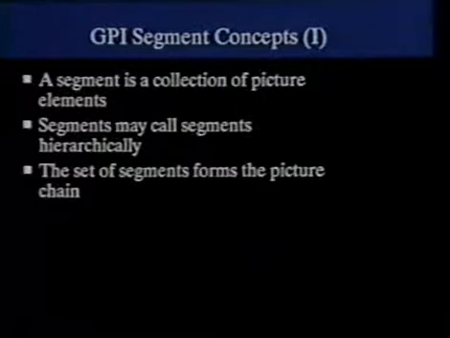The system in GPI is designed so that segments may call other segments hierarchically, and we'll take a look at that when we take a look at the way in which segments actually draw and create images. And finally, the set of current segments, the set of segments which are available and will actually be drawn from, forms what we call the picture chain, and that picture chain is the subject of drawing.